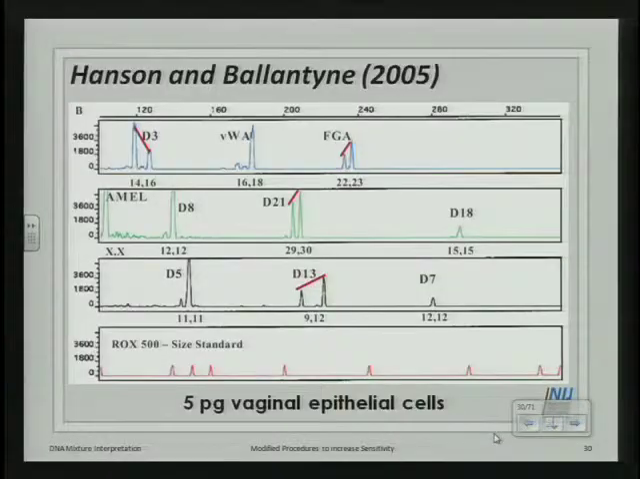Again, just to show you, this is 5 picograms of vaginal epithelial cells, and you can see that at D3 and FGA, D21, D13, you're getting this peak height imbalance. It could potentially be a product of just the fact that you have 5 picograms, but notice the RFU values here are quite high. So again, the technique can suffer from the peak height ratio issue here.